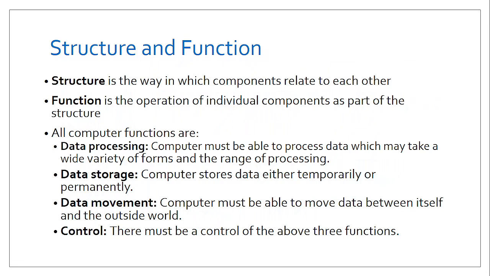These are the ways in which components relate to each other: how the CPU relates to the main memory, how the input devices relate to the CPU. We are going to understand how this communication between the different components of the computer works. Then function is the operation of individual components as part of the whole structure. When we talk about a system, we combine the structure and function. We can't talk about a computer system without understanding how the various components relate and their actual functions.